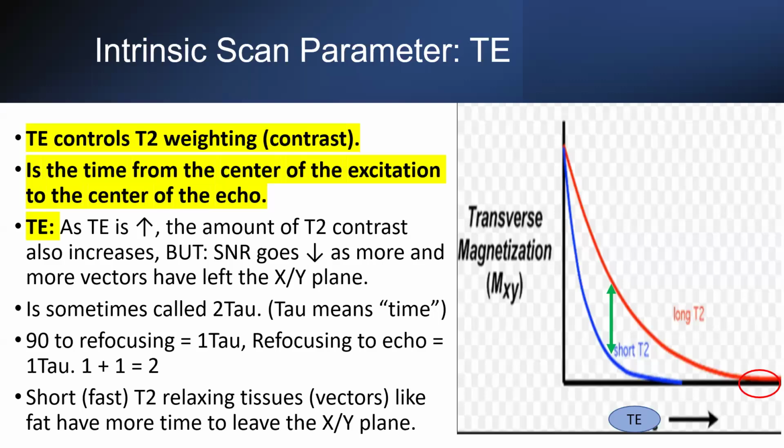TE controls T2 contrast. The definition of TE is the time from the center of the excitation to the center of the echo.